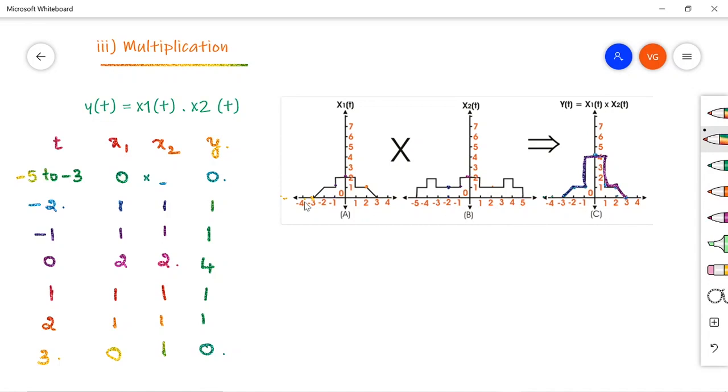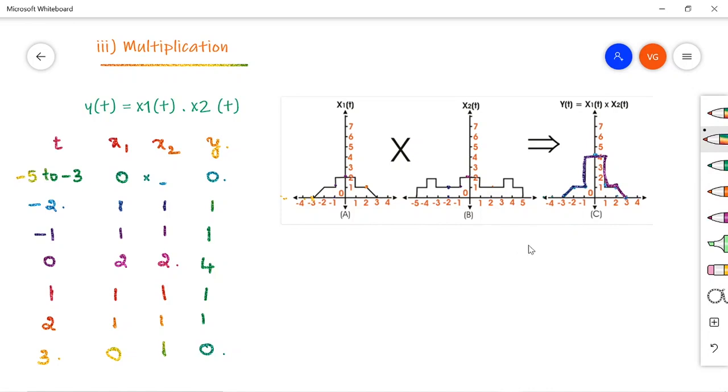Suppose, say, here from -3 to -2 we have a slant line. So that's why I am writing slant line. Then again, if you have a straight line, then you draw a straight line. So like this we can find out the amplitudes of the resultant signal when two signals are multiplied.